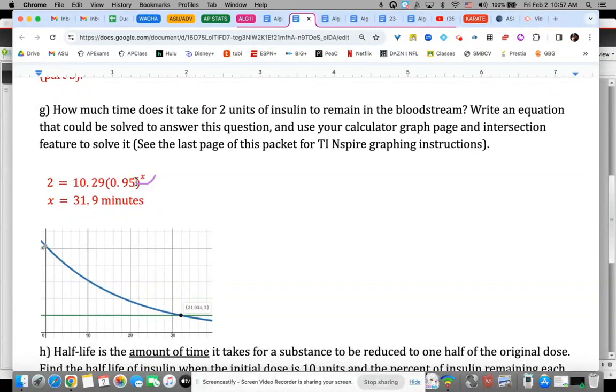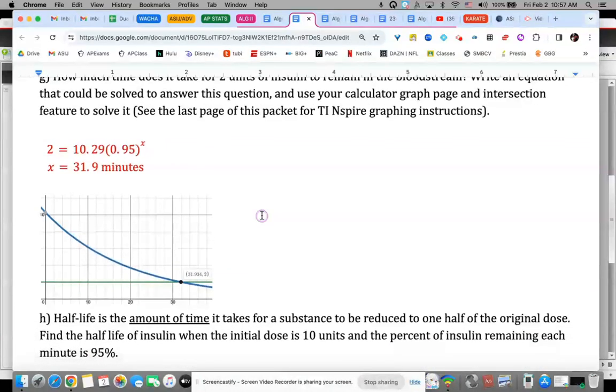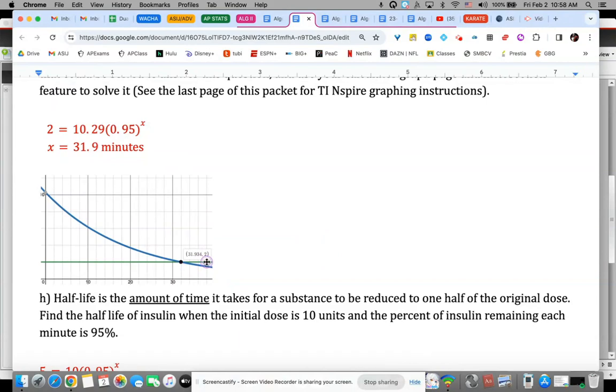If they ask you to solve for the time, like I showed you in the intro video, you need to be able to graph this. So you're going to graph this piece, and then graph this piece, and look for where they intersect. We did this back in the quadratic unit, so maybe you have to remind yourself how to use the calculator and find an intersection. When you do that, you're going to find that the x value is 31.9.